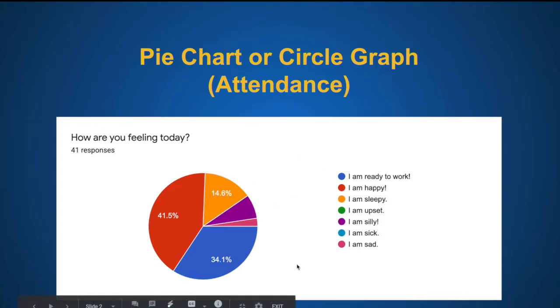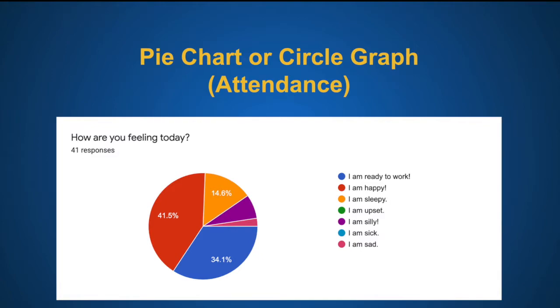When I look at this circle graph, I can see that most of the class was happy this day. And then the next biggest group was ready to work. All right, feeling good. It looks like a quarter of the group gave a different answer. Some of you were sleepy. A smaller group were silly. And maybe one or two of you were sad. So my observations are about how many each chunk had. A question I might have is, I want to find out who these two or three people are so that I can help them feel not so sad.